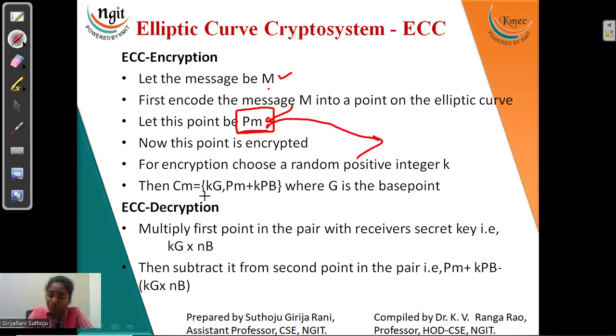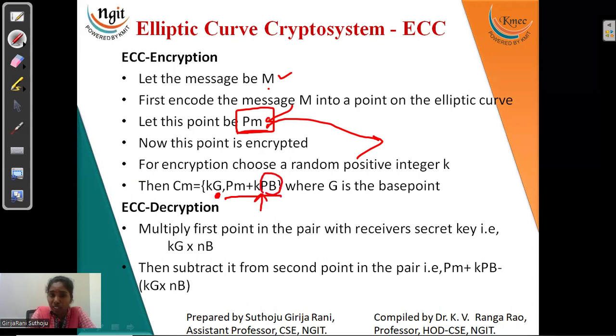Got it? While we are sending this, we are going to send along with the public key, I mean the base point. G is the base point, right? So CM will have all the information. CM is nothing but the ciphertext of the plain text PM. So at the decryption side, whatever they have received is PM plus KPB, as it is encrypted with the PB value.